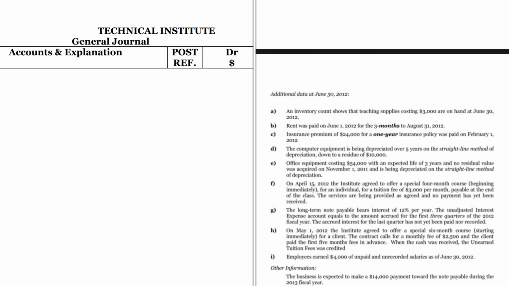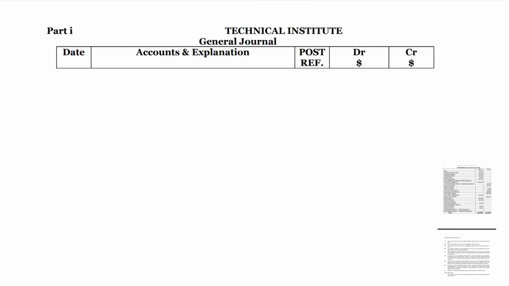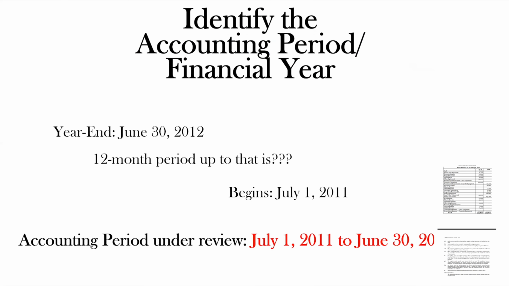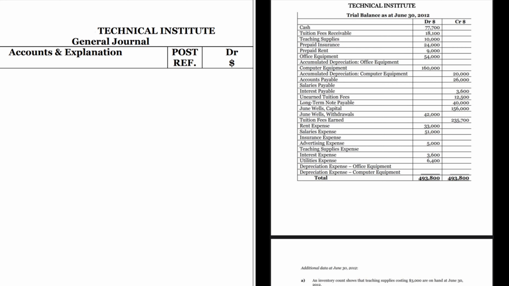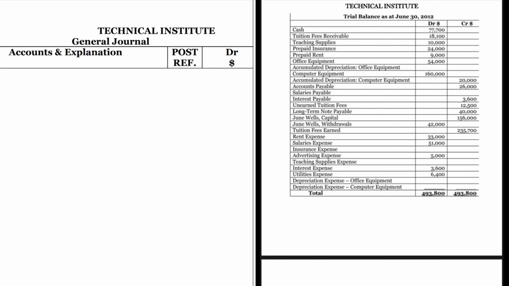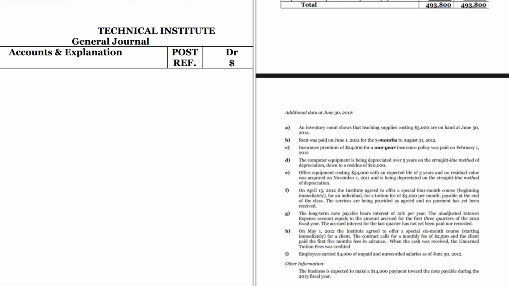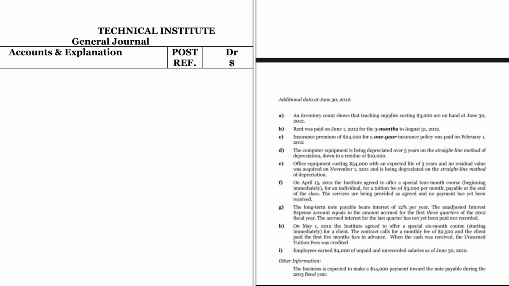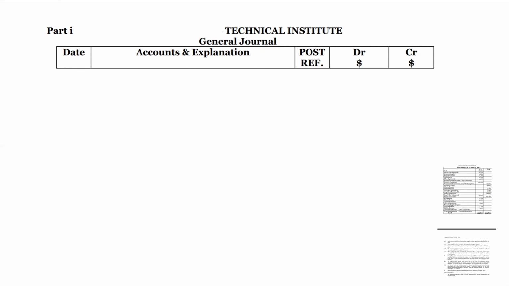The first one: an inventory count shows that teaching supplies costing $3,000 are on hand at June 30th, 2012. Right? What is this saying? So if we look back at our trial balance, what are we seeing for inventory? We're seeing where teaching supplies, that's our inventory, has a debit of $10,000. However, when we went to our storeroom or our warehouse, we're not seeing that $10,000 that the system is saying. We're seeing $3,000 worth of goods. So therefore, something happened, whether theft or some mishap with the system.